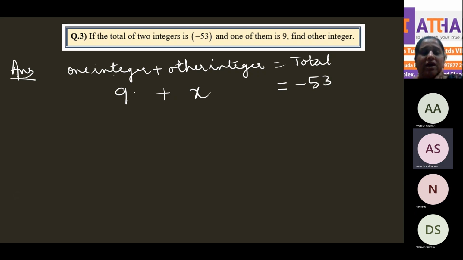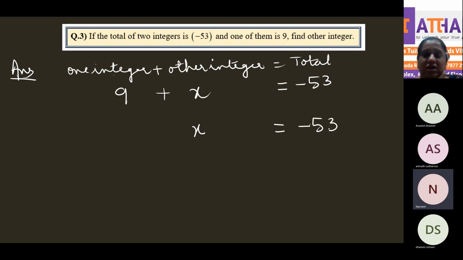Yes, ma'am. So write this x as plus x. So you can write that x as it is. Put the equal to sign. Write this minus 53 as it is. Now this plus 9 will go to the other side as minus 9. Now x is equal to what? Minus 53 minus 9? Ma'am, 62. Minus 62.